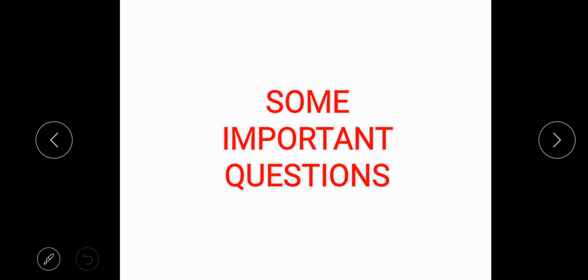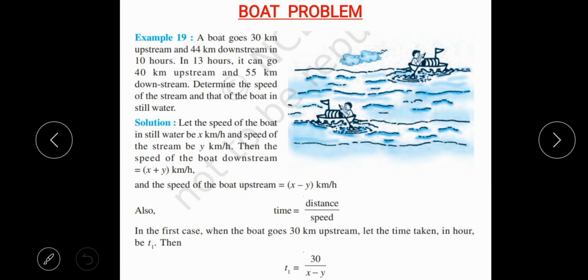Now let's go for some important questions. These are your 5 important questions. Out of these 5, one question will definitely come in your board exam 2021. The very first question is from an example of the NCERT book. These questions are called boat problems.